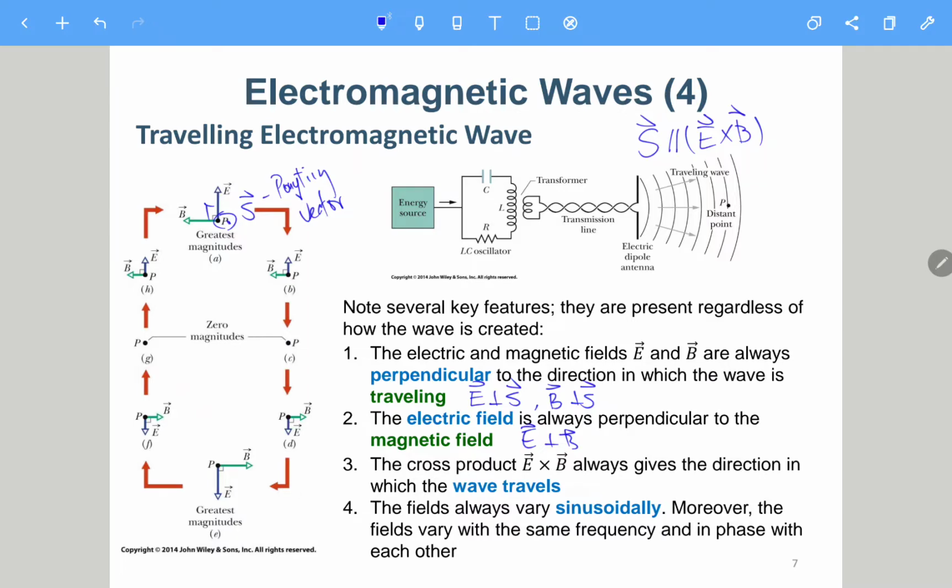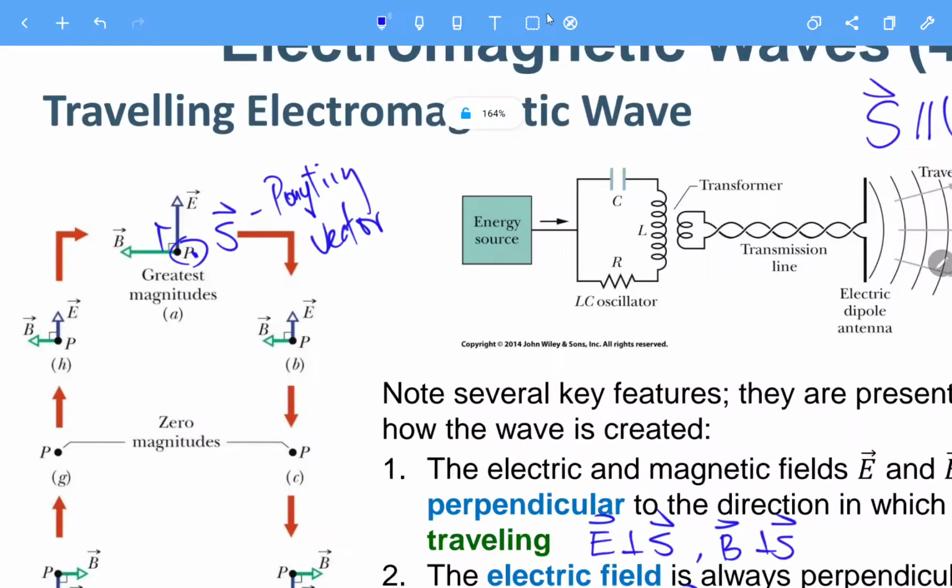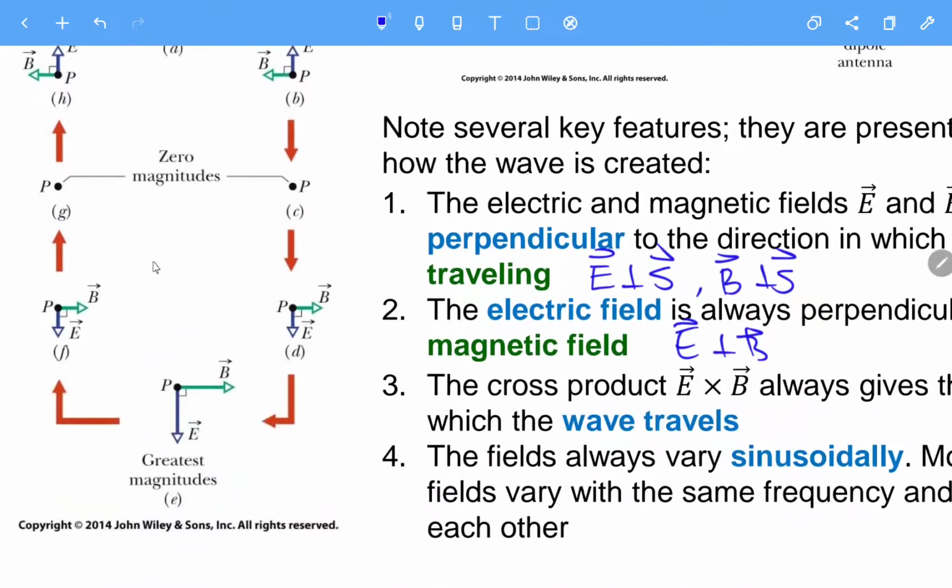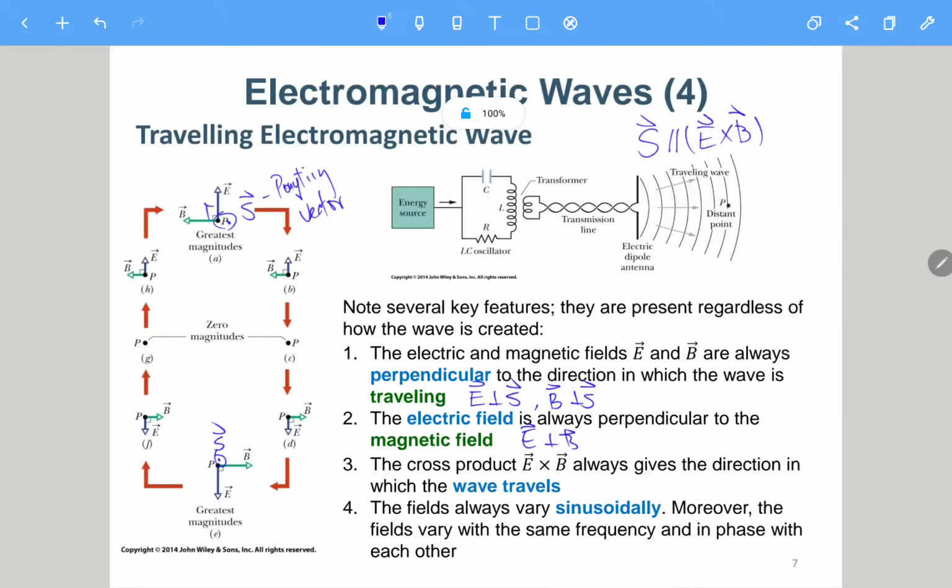So you can see here the E field pointing upward, B field pointing to the left side. So you use your finger to point to the E field, and then you cross to the B field, and your thumb is pointing out of the page. For this other case, E field pointing downwards and B field pointing to the right side, you use your right hand rule, and your thumb also points out of the page. So here we have S pointing out of the page. So this is the third point: S is parallel to E cross B.